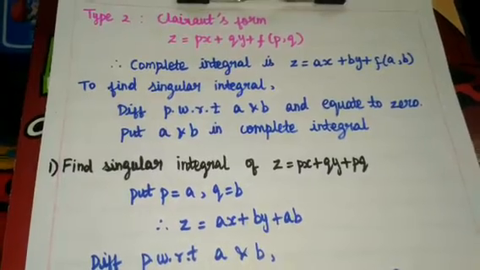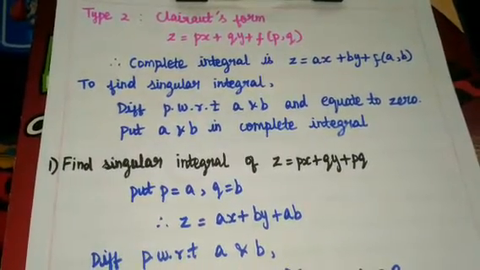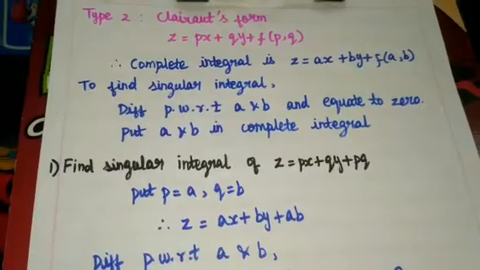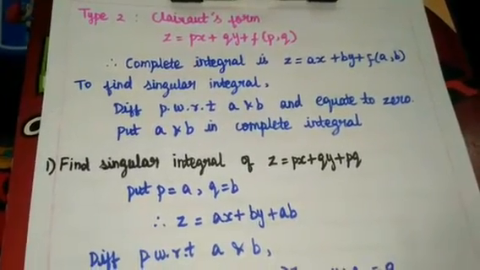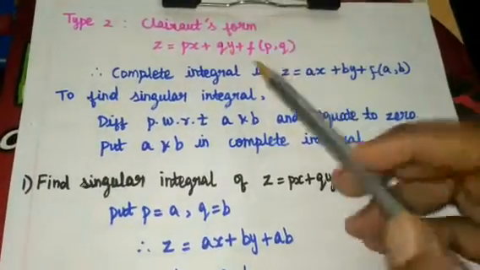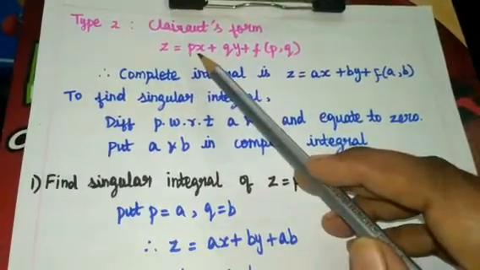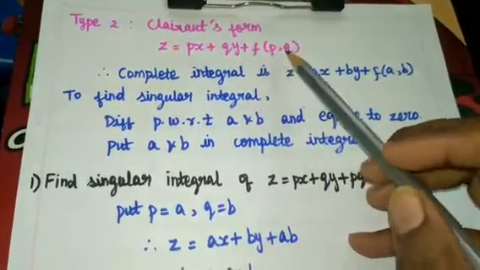Hello friends, now we are going to see type 2 of singular integral. Type 2 is Clairaut's form. Clairaut's form is z is equal to px plus qy plus f of pq.